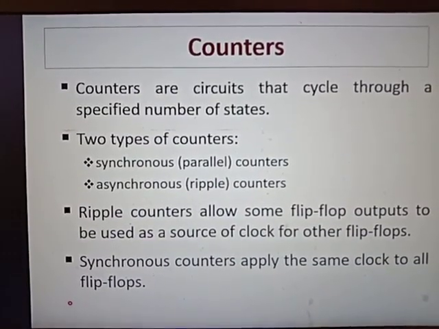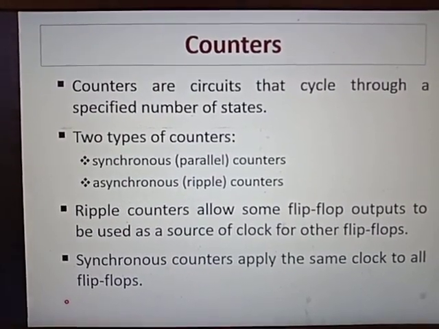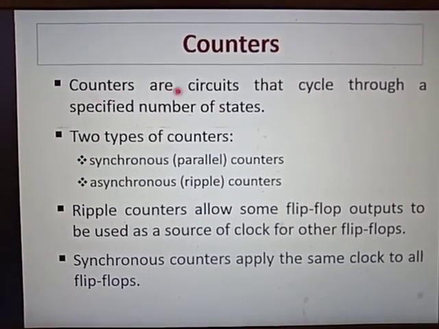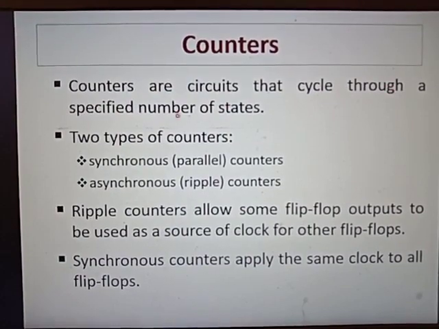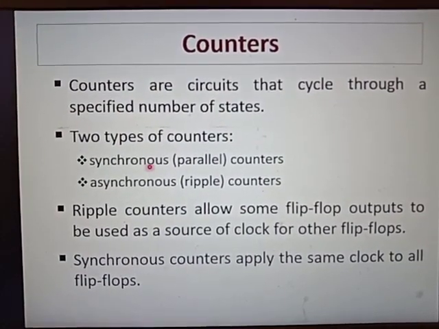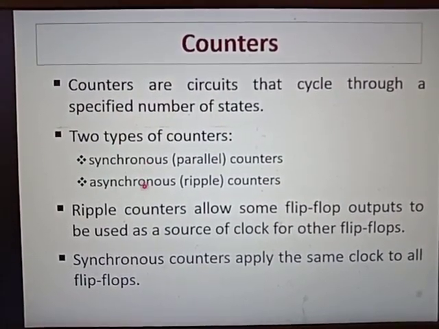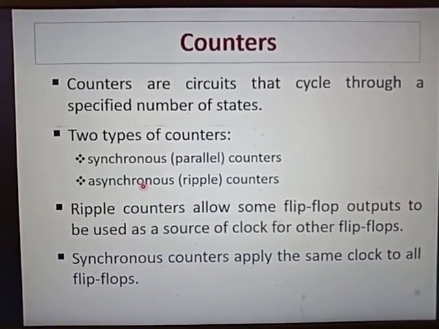Now we'll see a few slides highlighting the concept of the counters. As I already told you, the counters are the circuits that cycle through a specified number of states. We discussed the two types of counters, one is synchronous, another one is asynchronous. Now we'll see one by one what it is.